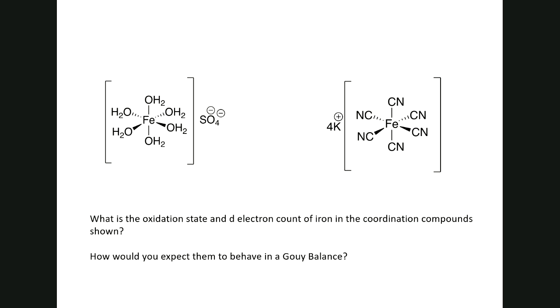And if they're +2, what is my d electron count? 6. I heard a 6, so therefore they're both going to be d6. All right, good. We're good with that?